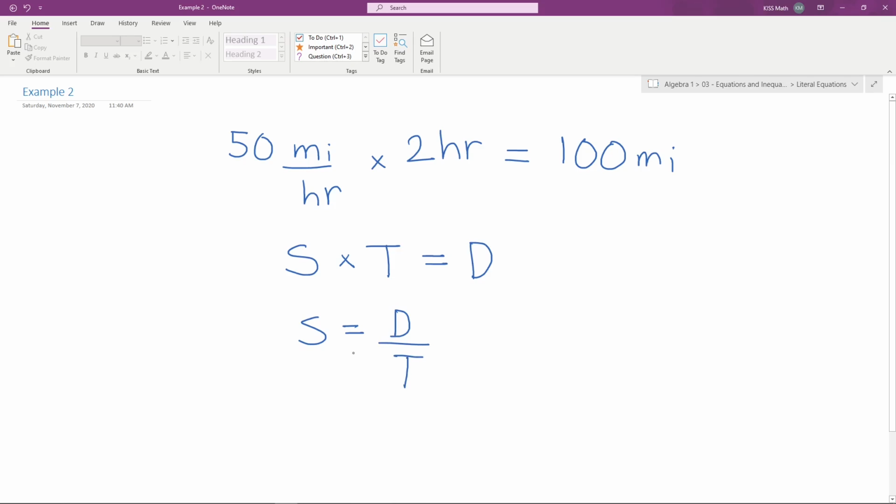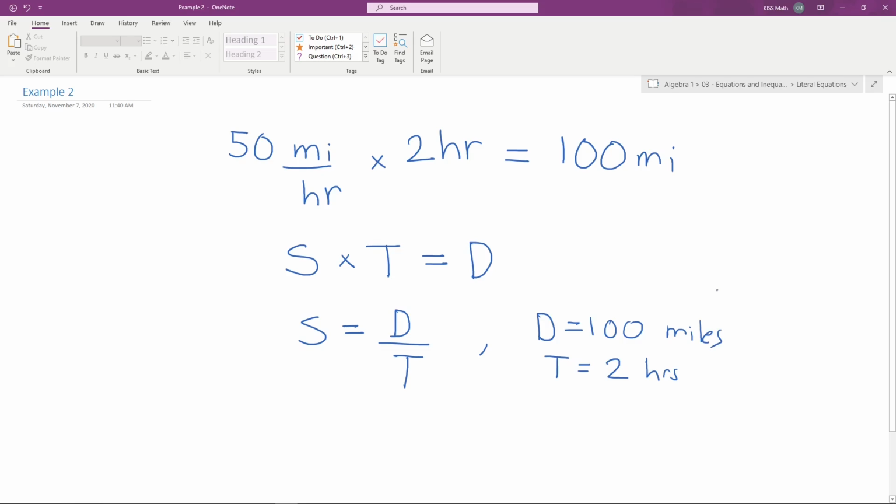And now let's take these same numbers that we had and let's frame the problem a little bit differently. So let's say that, okay, you traveled a total distance of 100 miles and you were traveling for a total of 2 hours.